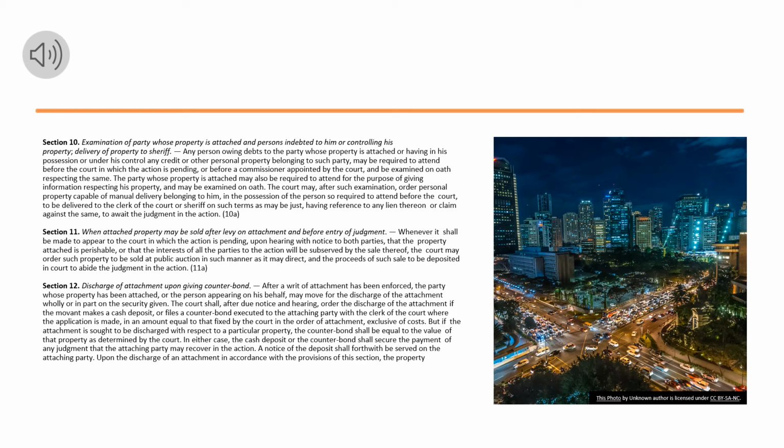11a. Section 12. Discharge of attachment upon giving counterbond. After a writ of attachment has been enforced, the party whose property has been attached, or the person appearing on his behalf, may move for the discharge of the attachment wholly or in part on the security given. The court shall, after due notice and hearing, order the discharge of the attachment if the movant makes a cash deposit, or files a counterbond executed to the attaching party with the clerk of the court where the application is made, in an amount equal to that fixed by the court in the order of attachment, exclusive of costs.